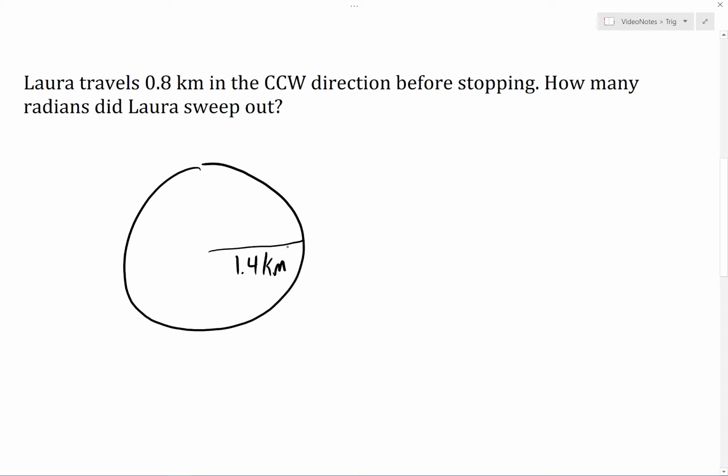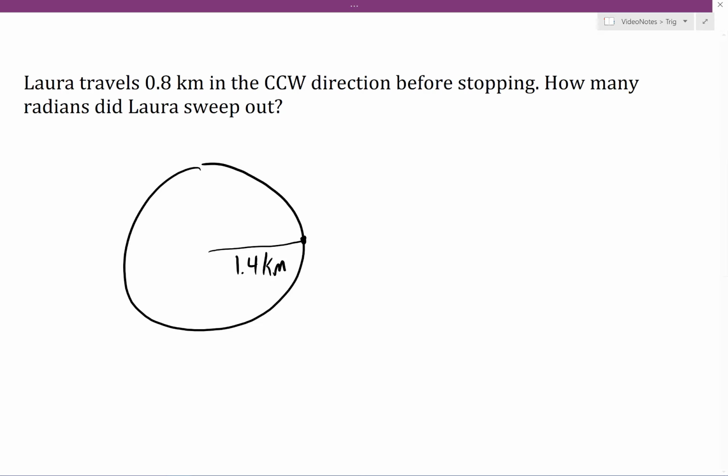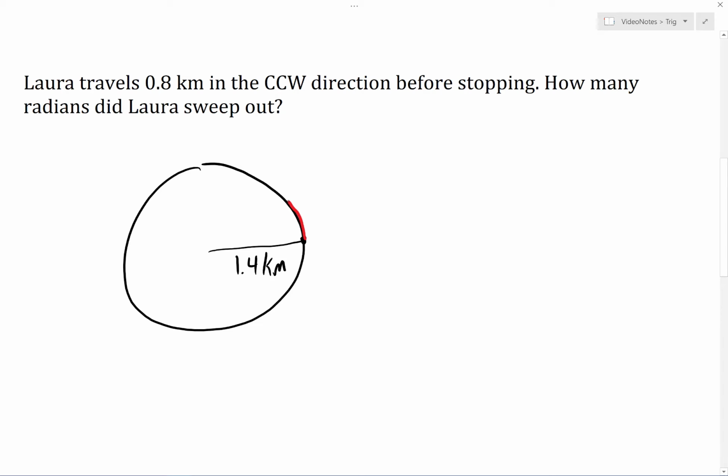Now we know she starts at the 3 o'clock position, and then she sweeps out about 0.8 kilometers. So let me draw that. She sweeps out 0.8 kilometers before coming to a stop. We can visualize the angle that she swept out, so let's draw in some rays. So our initial ray pointing in the 3 o'clock, and then our terminal ray passing through that point where she stops. And we want to know what the measure of this angle is. That will tell us how many radians she swept out.